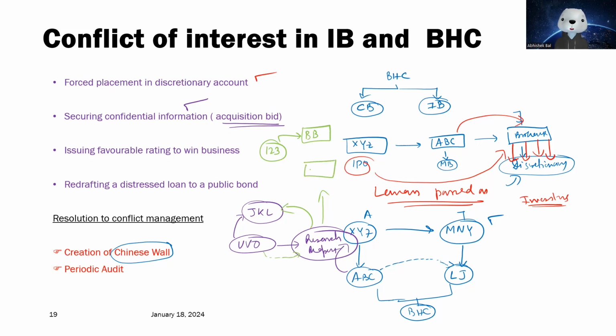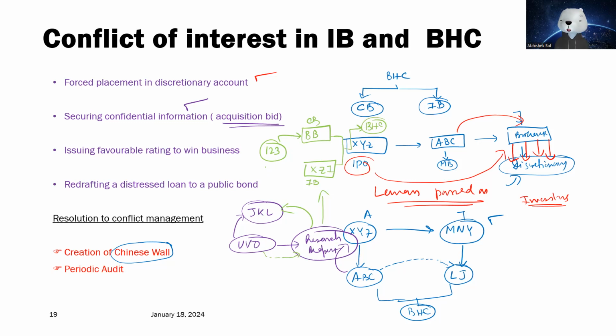BB's counterpart under a common BHC is XZI. Remember, this is the investment bank and this is the commercial bank. And they both are somewhere connected through a common BHC, bank holding company. Now, let's imagine a situation that 123 company has taken out a loan from BB and now it's in financial distress.